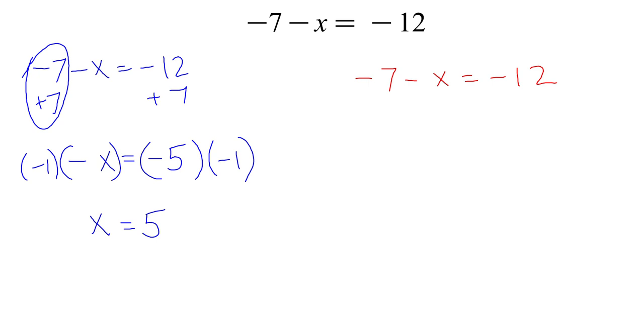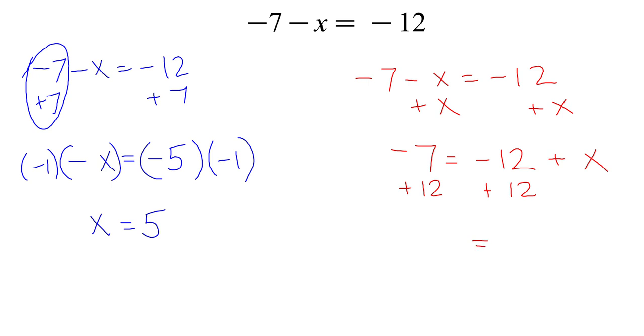And if we'd chosen to do this using our other method, negative 7 minus x equals negative 12, we would add x to both sides, giving us negative 7 equals negative 12 plus x. And now on the right-hand side of our equal sign, we have a negative 12 that we need to get rid of. Well, to clear off a negative 12, we'll just add 12 to both sides.